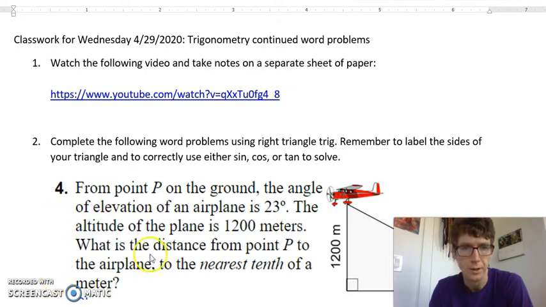Hi everyone. What I want to do now is go over the classwork from Wednesday, April 29th. Getting back into trigonometry and the application of word problems, I feel like it's a little bit more applied.